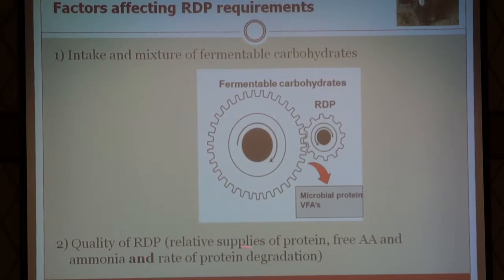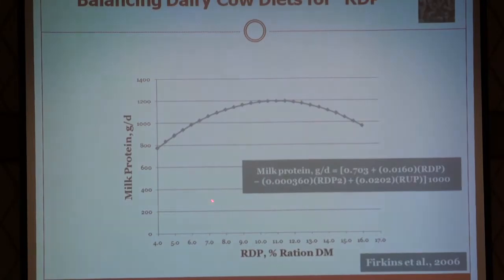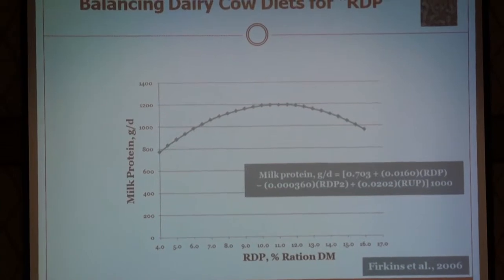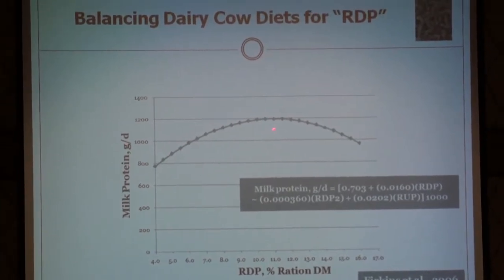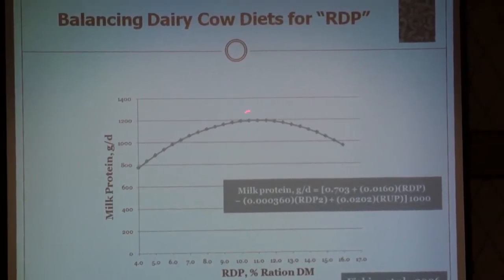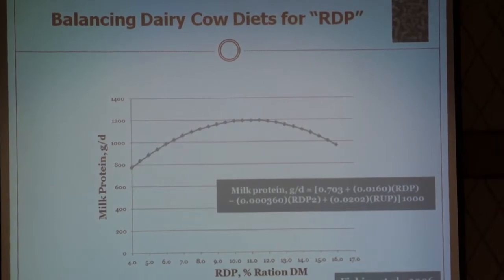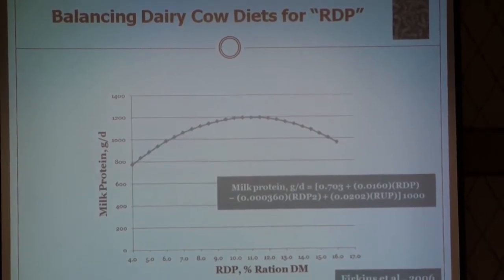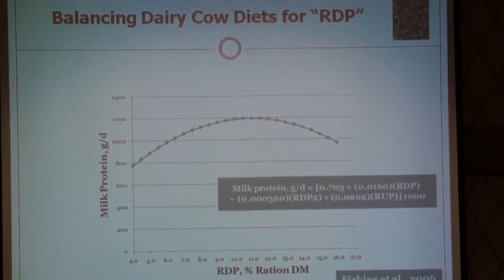And then the quality of RDP also comes into play, but that's for your nutritionist to deal with. Remember I said don't feed too little, don't feed too much RDP? Here's the relationship between milk protein yield and RDP in ration dry matter using the NRC model to predict RDP. Notice it peaks out there. Feed less, you lose milk protein; feed more, you lose milk protein.